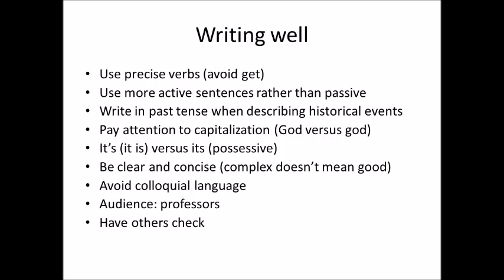I want here just to talk about a few general rules about writing well in history. First of all, you should use precise verbs. Use verbs that have a clear meaning and aren't vague. And in general, avoid things like "get."